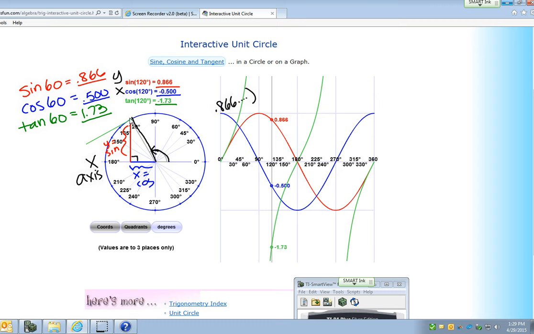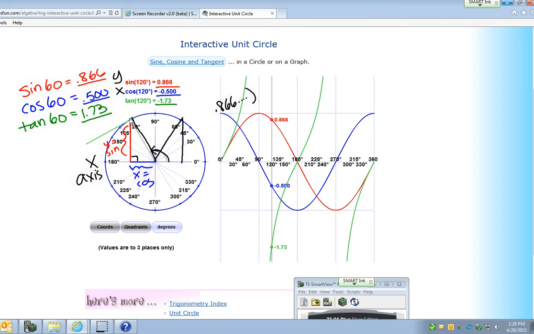If I redraw the other triangle in, 60 was right here. All these are is a mirror image of each other over the y-axis. So the values stay the same. The only things that change are the signs. And this should make sense.